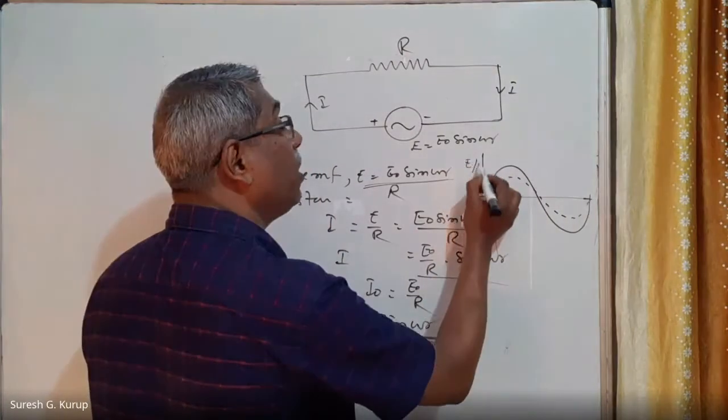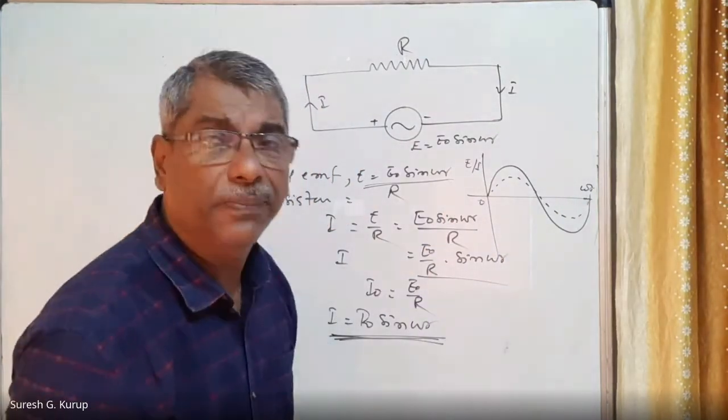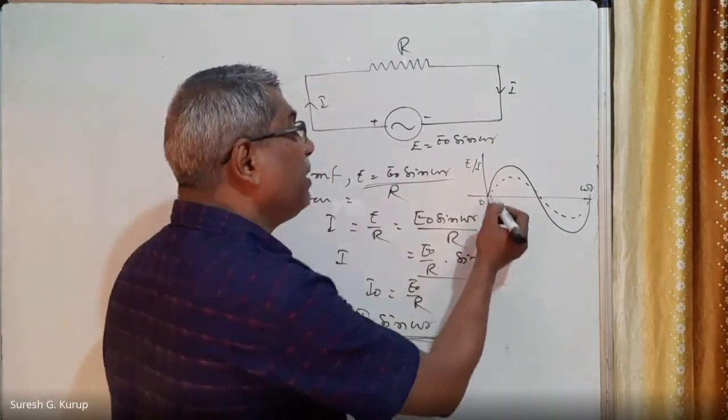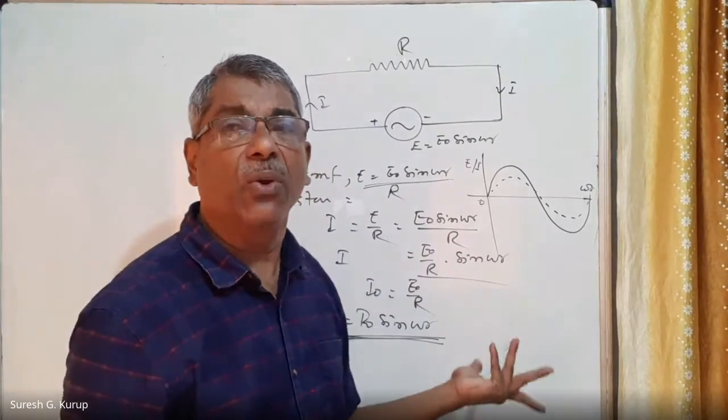Right? This is E0, this is I0, and this is omega t. Omega t means theta only. Am I correct? So when t is equal to 0, theta is equal to 0, EMF is equal to 0, current is also 0.